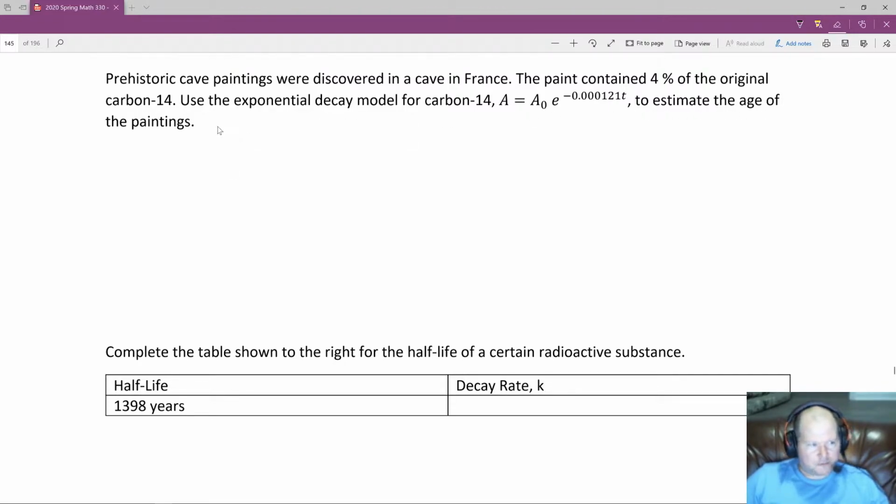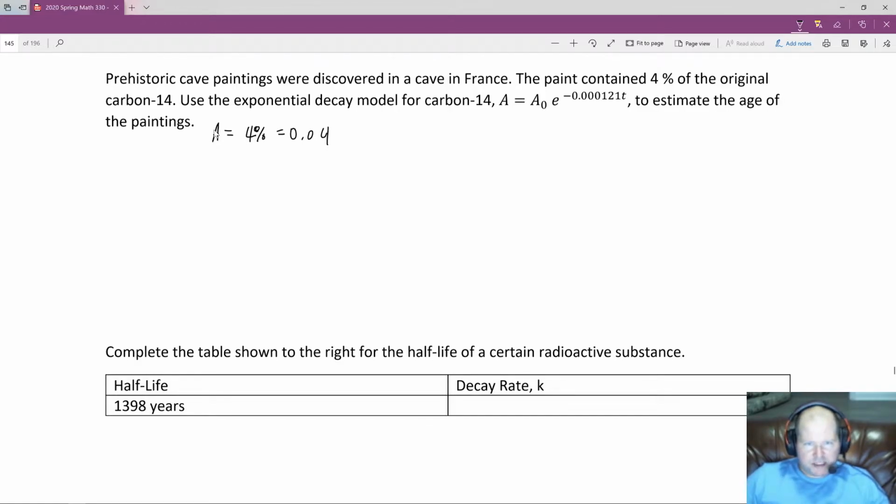All right, cool. Now, first of all, if A is equal to 4%, that means it's equal to 0.04 of the original, right?